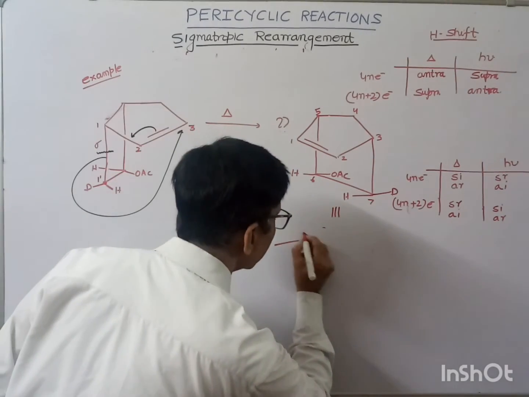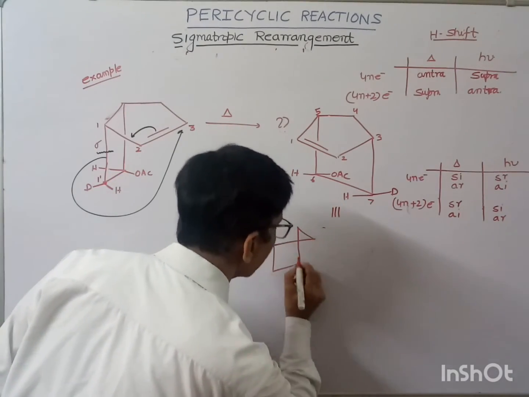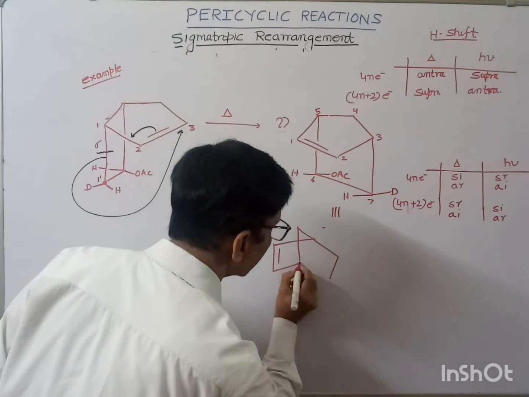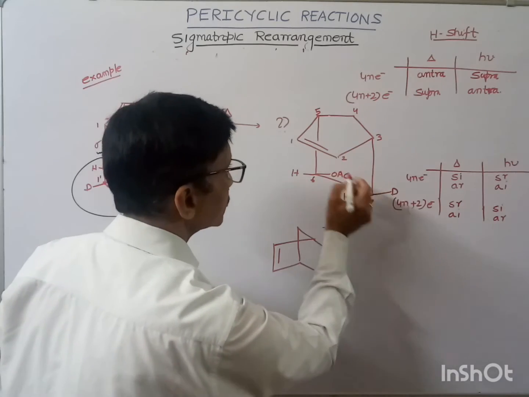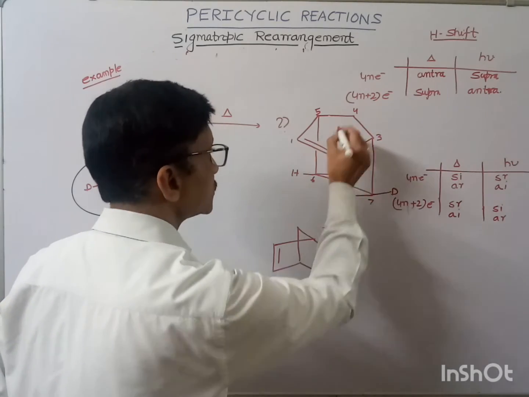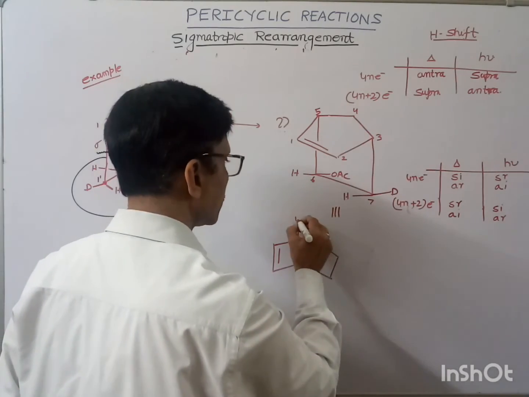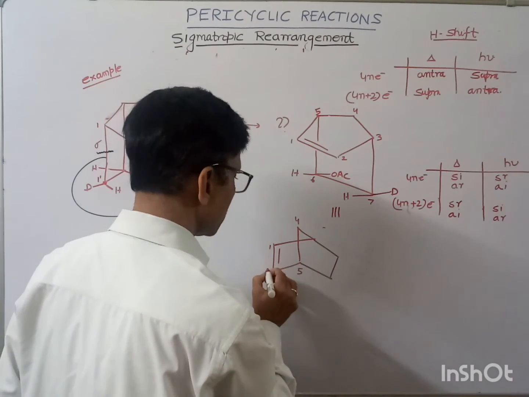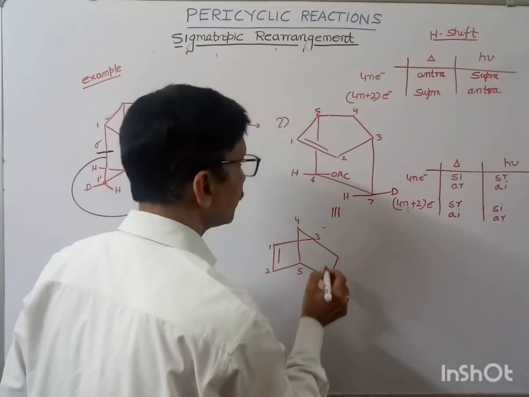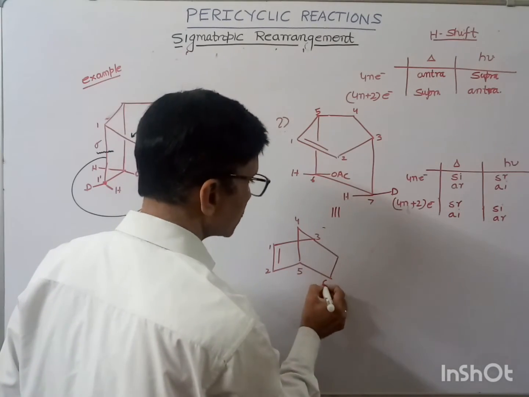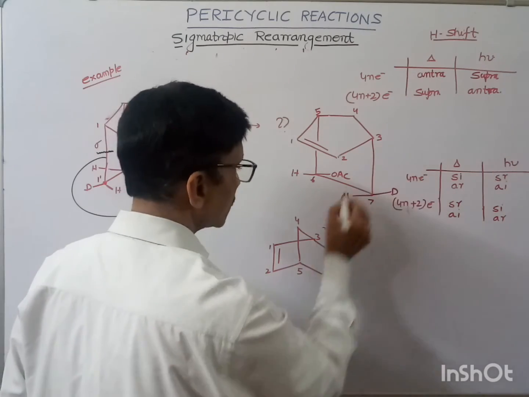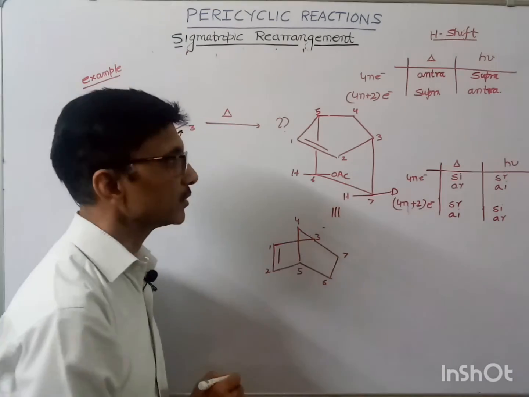So we may show it in this manner. This bond is our first, second bond, and here fourth. This is the fourth one. This is the fifth one, and this is our first, second, third, fourth, fifth. From the fifth, the sixth carbon is attached, and from the sixth, the seventh carbon is attached. 7 is attached to the third one.